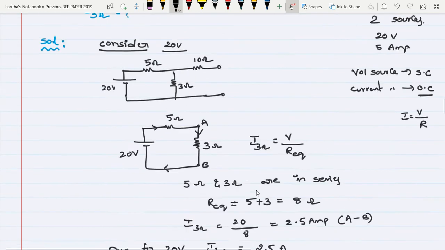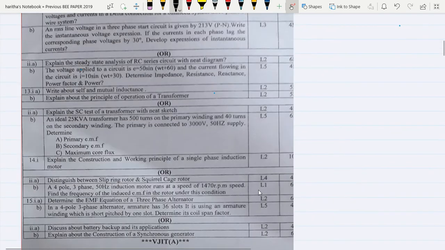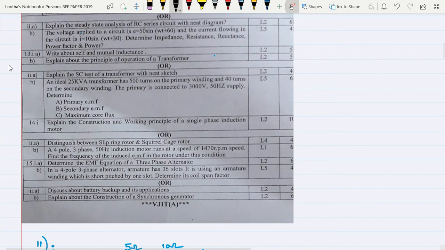So next problem, 14th question, and the second one, B bit. So the remaining two are theory questions. So this is the problem. A 4-pole 3-phase 50 Hz induction motor runs at a speed of 1470 rpm. Find the frequency of the induced EMF in the rotor under this condition.